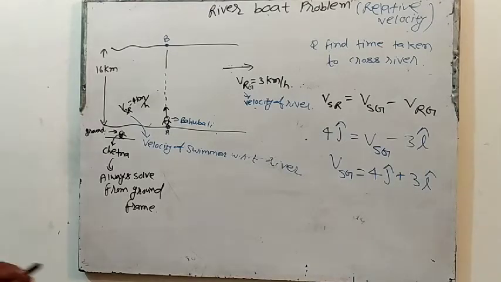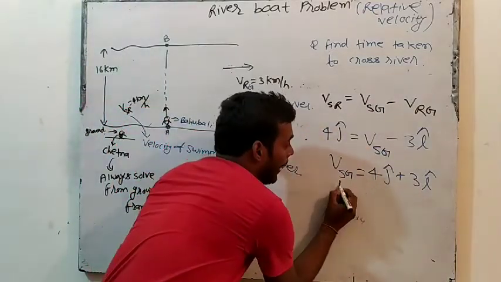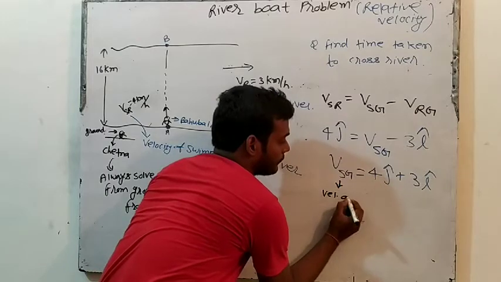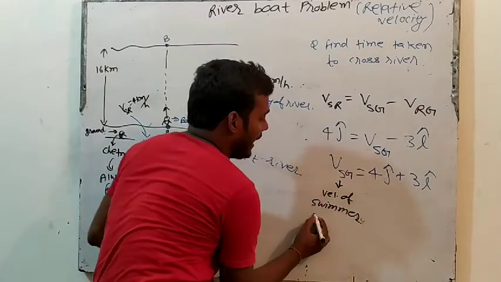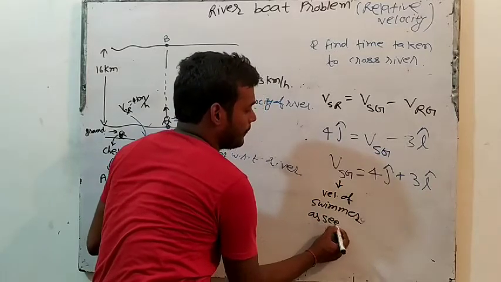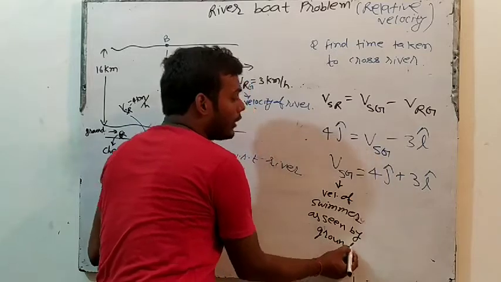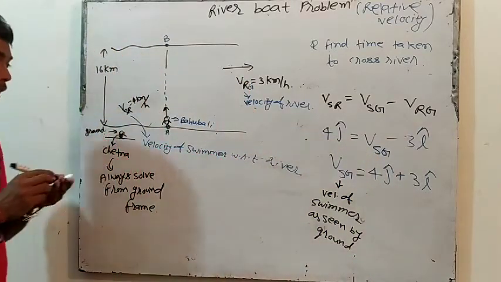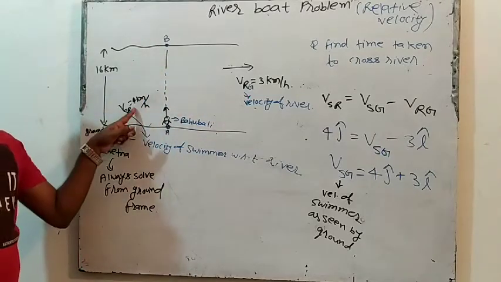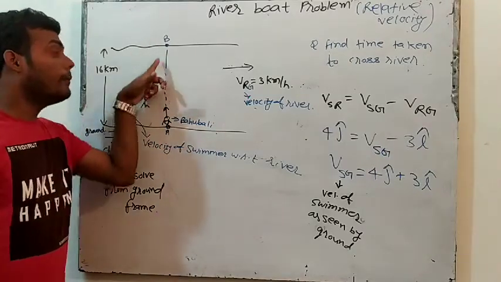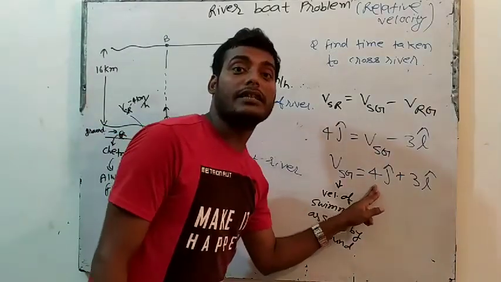इसका मतलब क्या हुआ? इसका मतलब वेलोसिटी ऑफ स्विमर एज ऑब्जर्व्ड बाय ग्राउंड, वेलोसिटी ऑफ स्विमर एज सीन बाय ग्राउंड फ्रेम ऑफ रेफरेंस. तो ग्राउंड पे कौन खड़ी है? चेतना. तो चेतना क्या बोलेगी कि बाहुबली 4j कैप में तो जा रहा है, जो इसका स्पीड था किसमें? वाई डायरेक्शन में कितना था?